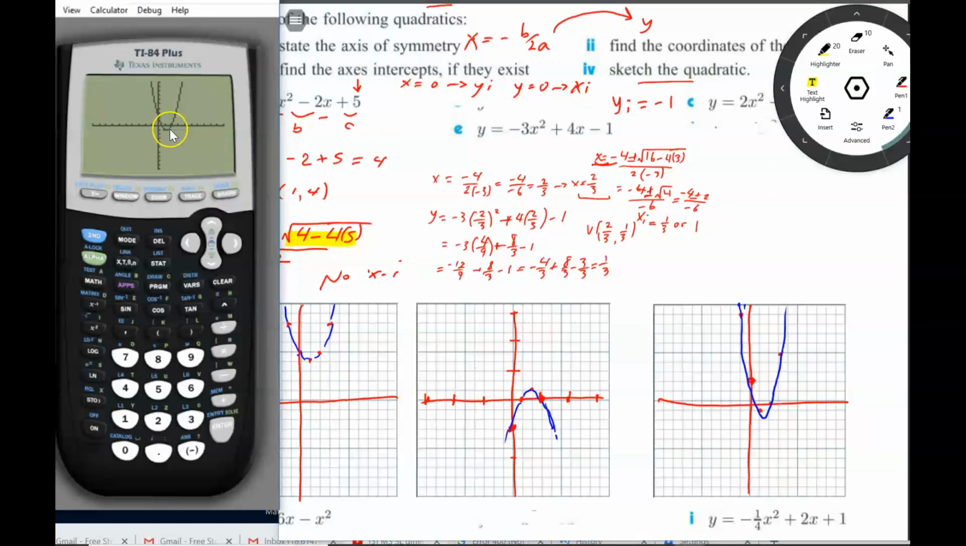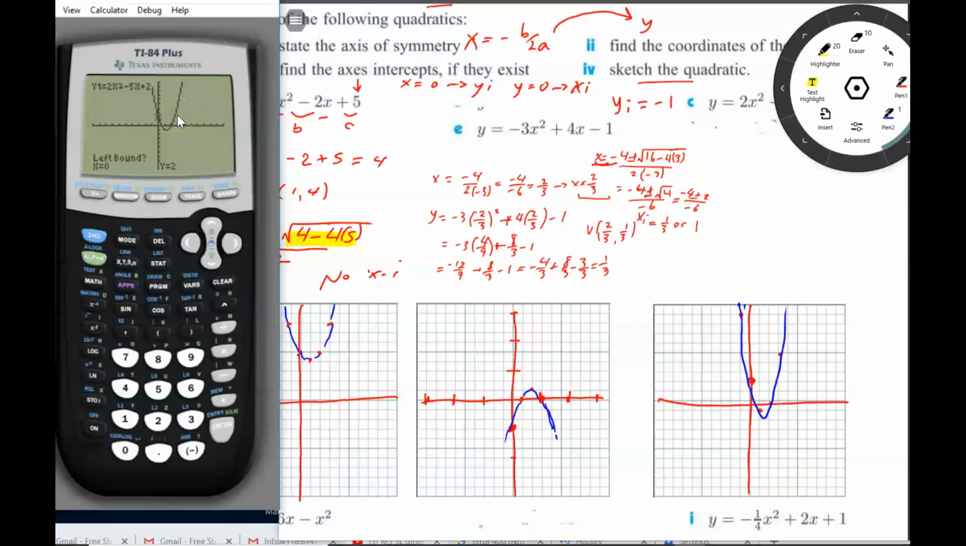To find the vertex with the calculator, you just find the minimum point. The way you find the minimum point is you do second calc minimum, which is number 3, or you can scroll down there and go to number 3. And then you're going to say to the calculator, okay, the minimum point I want is this one here. So I'm just going to put a mark on the left of here and put a mark on the right of here so that the calculator knows which minimum point I want, and then it'll find it.